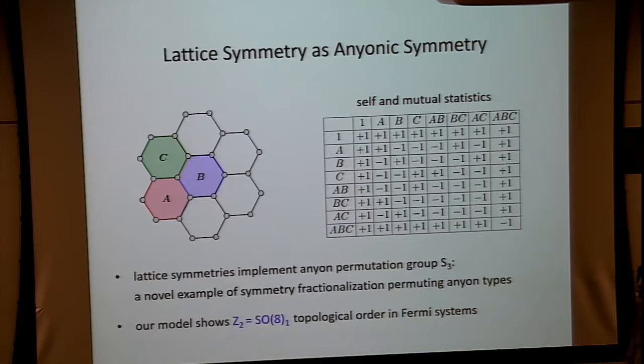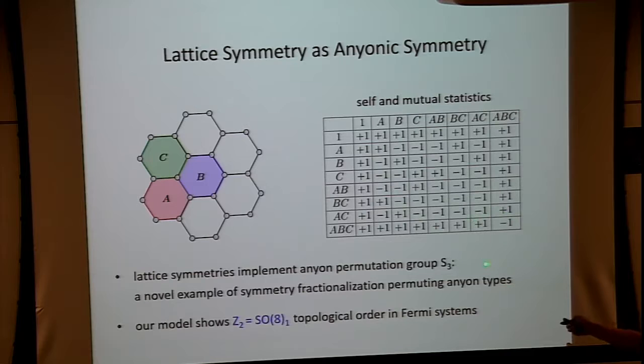So why is that equivalent? Oh, it's because of this model. Another way of saying it is, let me put it this way. You take this SO(8) level 1 bosonic topological order, you add a physical fermion to it, then you will get 8 types of quasi-particles with exactly the same statistics as here.